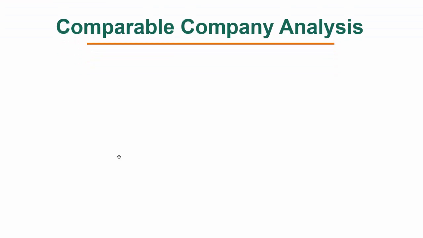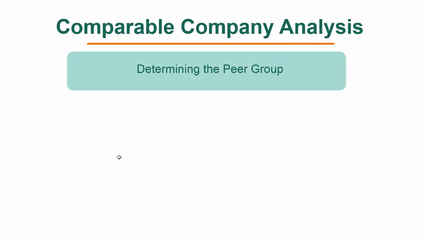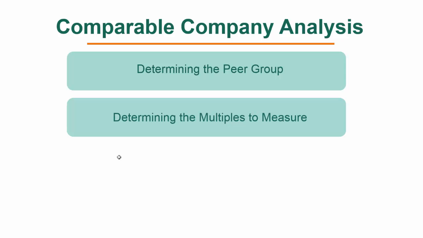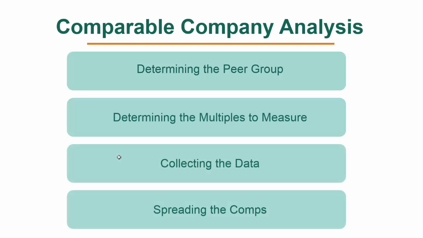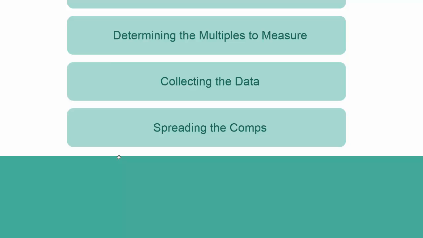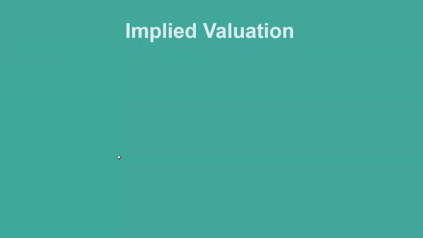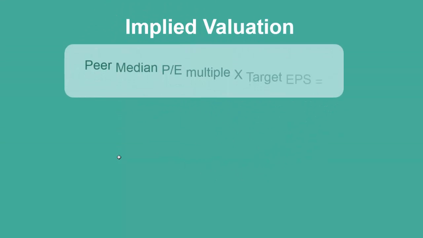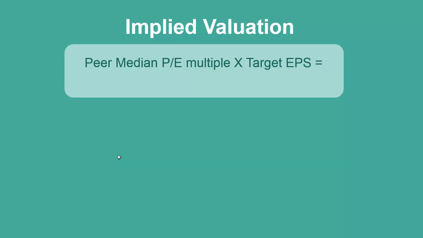So let's go through the comparable companies analysis again. First, you determine your peer group, then you determine the multiples to measure, collect the data, and finally spread the comps and get your target valuation. The implied valuation, like we went over in the Excel, is you take the price to earnings multiple and multiply by the target EPS for your company. That will give you the implied share price, and that's how it works for any equity value.